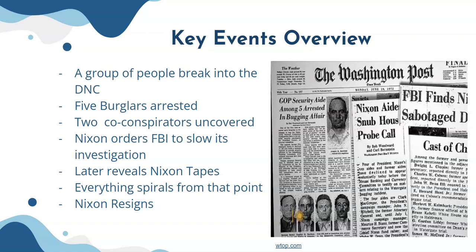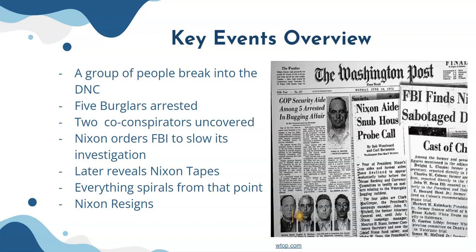As for key events, the first of which would be that a group of people broke into the Democratic National Committee headquarters. Among those 5 who broke in, 4 were former CIA agents. I will name them in later slides, along with the 2 co-conspirators uncovered as well.